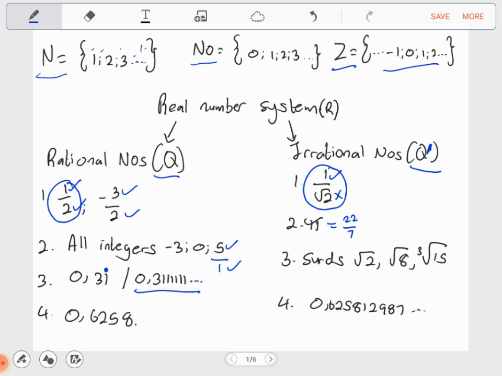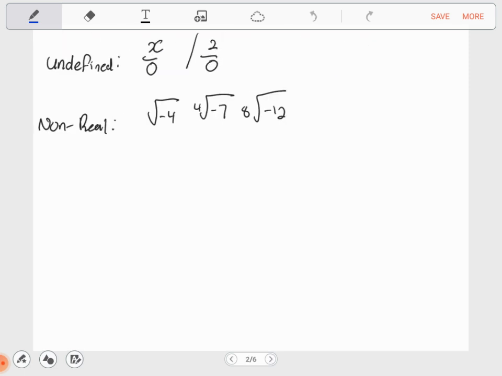Number 4, we're looking at this decimal over here, and you'll note these 3 dots which indicate that this decimal does not end. In other words, it's non-terminating, and non-terminating decimals are irrational. Okay, I hope you've understood the concept between irrational and rational. There's a few more concepts we're going to focus on.